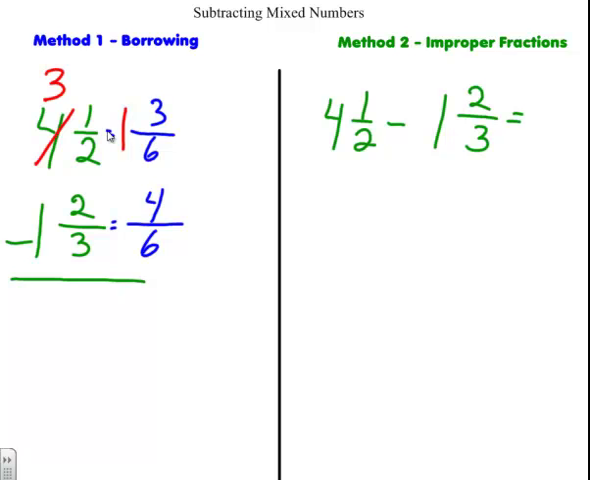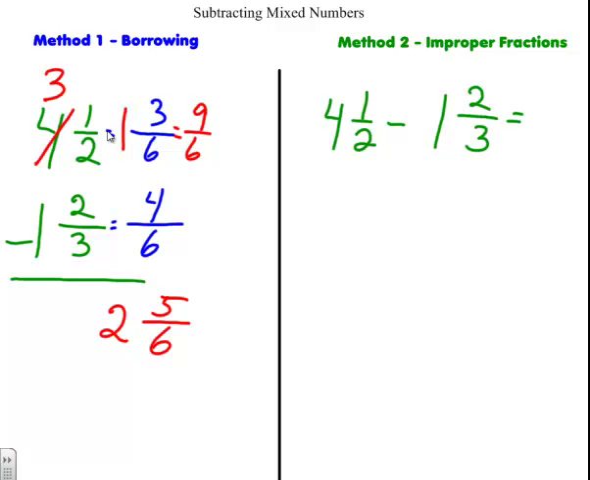So 6 times 1 is 6 plus 3 is equal to 9 over 6. And I can subtract 4 from 9 over 6. So 9 minus 4 would be 5 over 6. And then we can go back to the whole numbers, and 3 minus 1 is equal to 2. That's our first method. The second method is to just turn both fractions into improper fractions when we start.